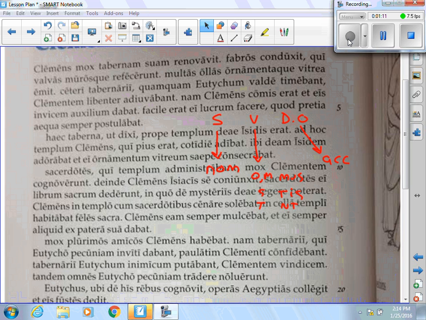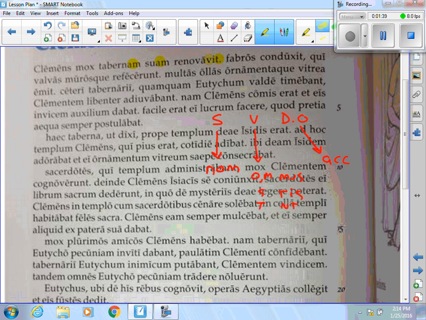So looking at this first sentence, I want to look at just the endings. Clemens doesn't have an ending. Mox doesn't have an ending. Tabernam does, it's -am. Suam does, it's -am. Renovavit ends in -t. It's my verb. Does it have a marker? No, it does not. There is no -era, there is no -ba. Does it have a clue, an s, a u, a v, or an x? It has a v. So I know that's perfect tense.